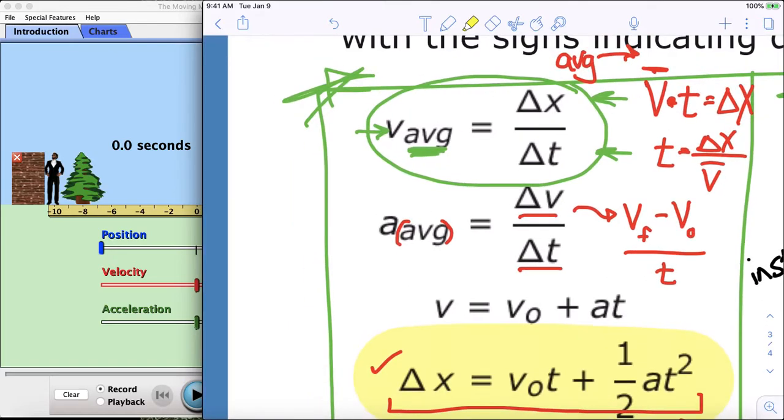If we notice from these 2 equations, oh, Russell's crying. Sorry, Russell.